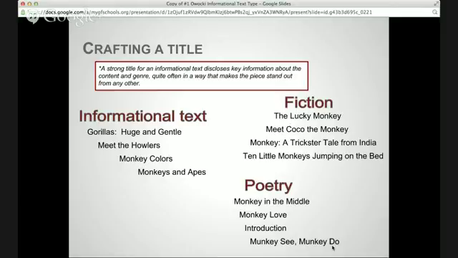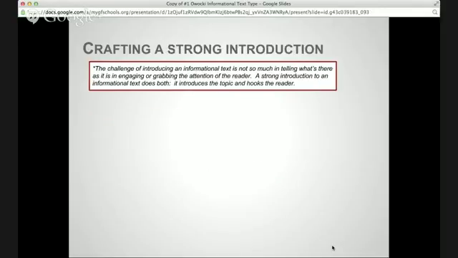People will say, why is monkey see, monkey do spelled that way? Well, in poetry, everything rhymes, and you're playing with words. But as you have your kids analyze and evaluate titles, they will come to see how important titles are and what creates strong titles or weak titles.